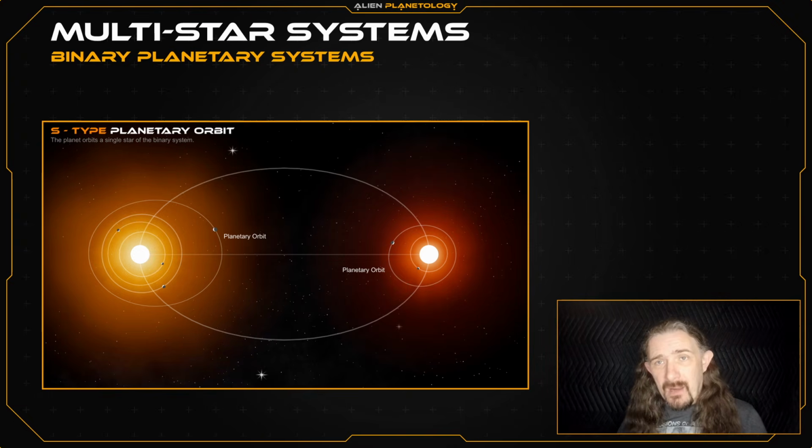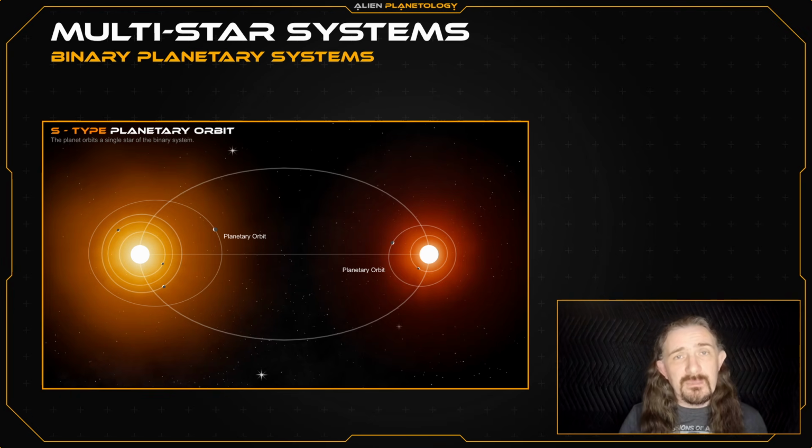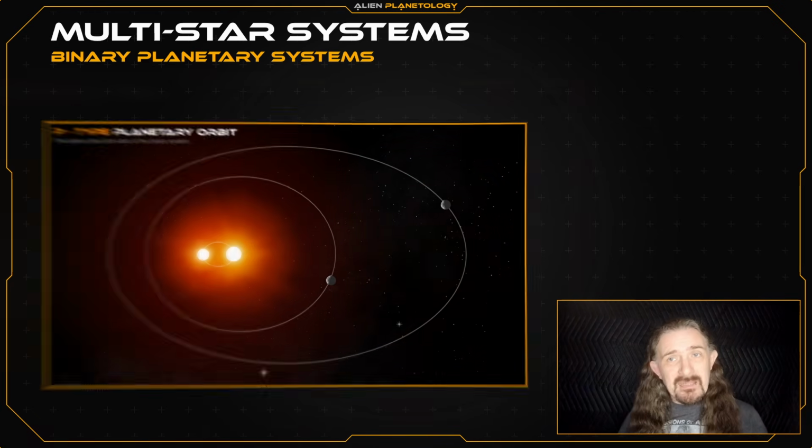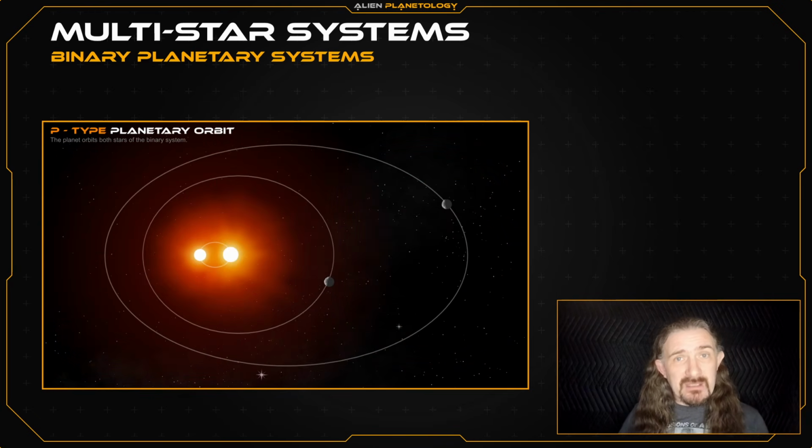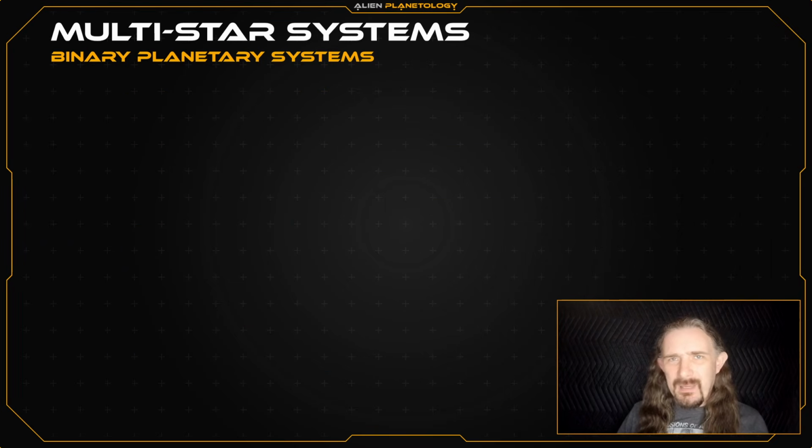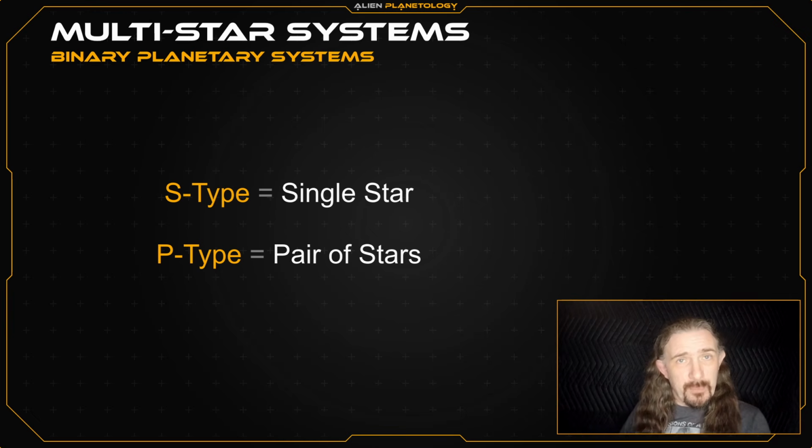S-type orbits have the planetary body revolving around one of the stars in the system, just as Earth revolves around the Sun. This type of planetary orbit can be found in wide binary systems and some mid-distance binary systems. P-type orbits have the planetary body orbiting 2 stars simultaneously, similar to the way Tatooine from Star Wars revolves around 2 stars. This type of orbit is primarily found in tight binary systems, but it may be possible in some mid-distance binary systems as well. I'm not certain what S and P actually stand for, but the way I remember it is S for single, as in this type the planet orbits a single star, and P for pair, as in this type the planet orbits a pair of stars.